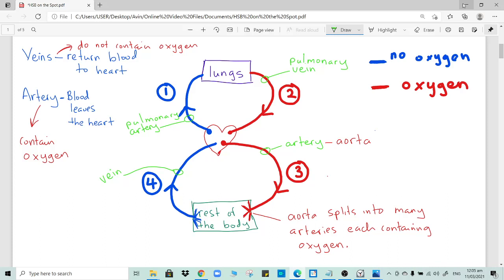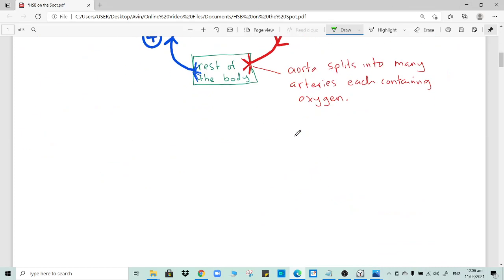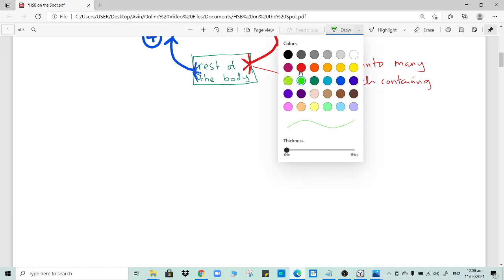To handle something with a high pressure, if it's a hose, you need something with thick walls that can handle the pressure. And if something has a low pressure, like a water hose, then the rubber around it doesn't need to be too thick. So let's draw something here. If we were to take an artery and cut it, let me keep the colors consistent. Artery is red.